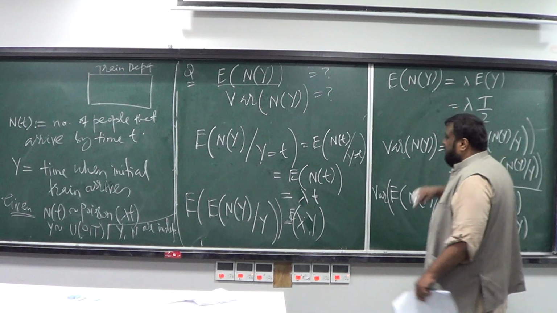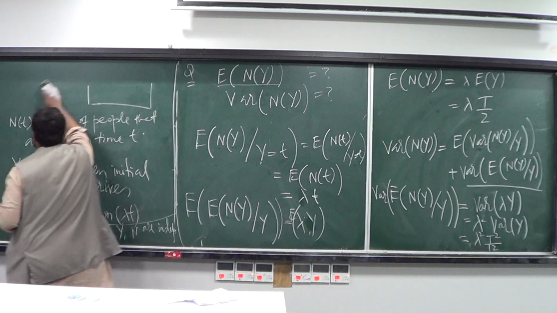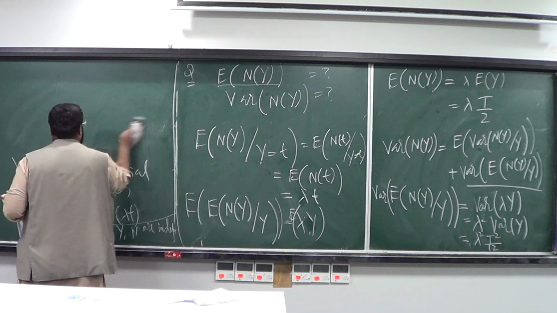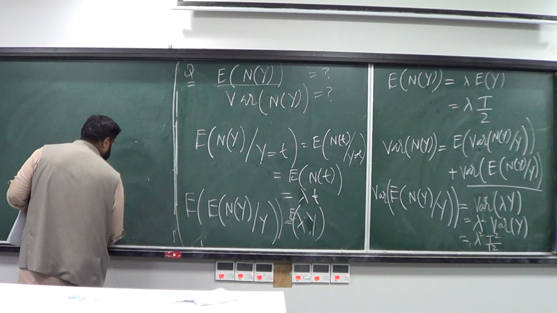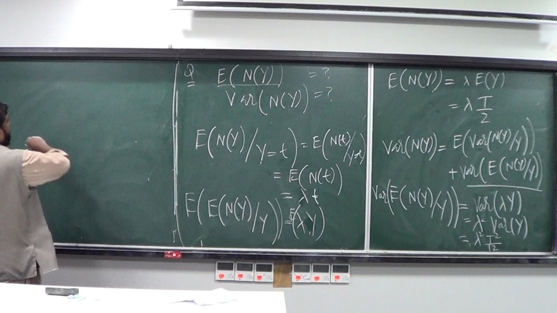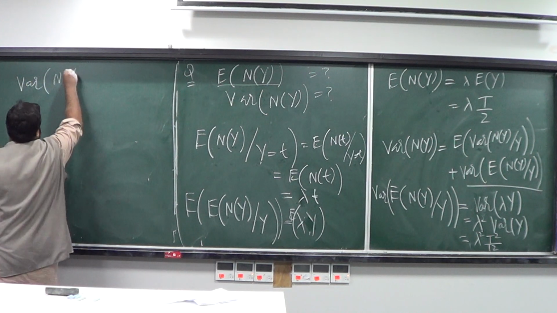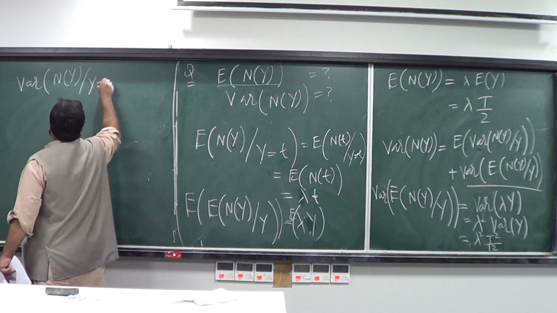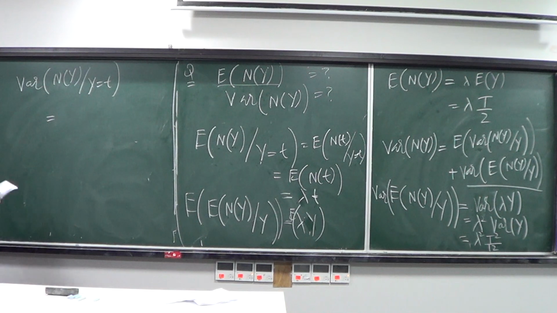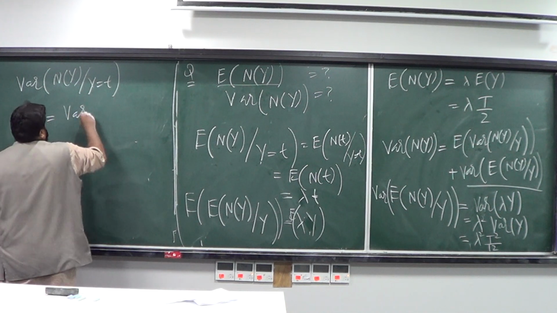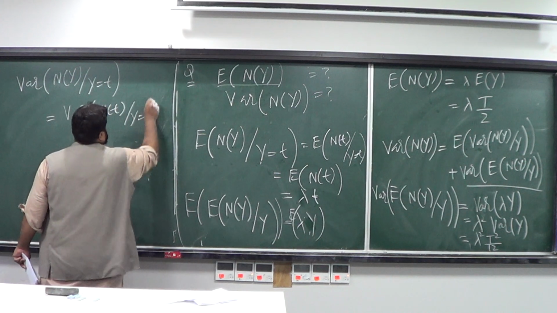expectation, and then we can compute its expectation. So let's compute the variance of N of Y given Y equal to t. We're going to play the same trick. This is the same as the variance of N of t given Y equal to t.